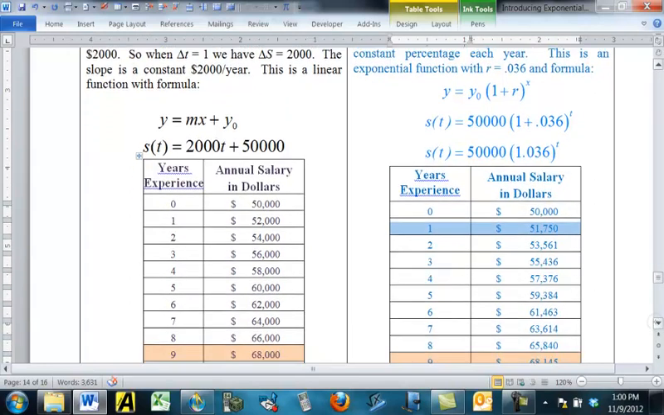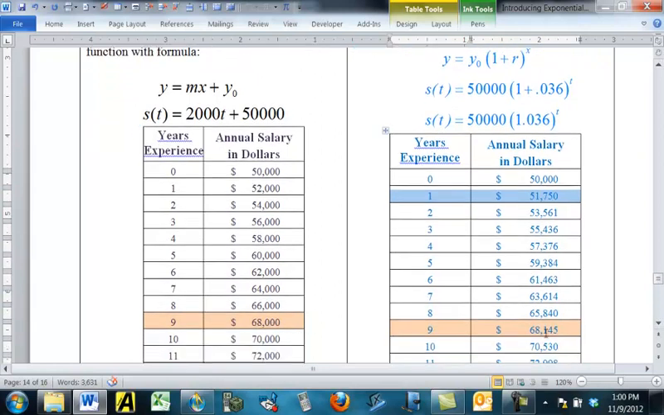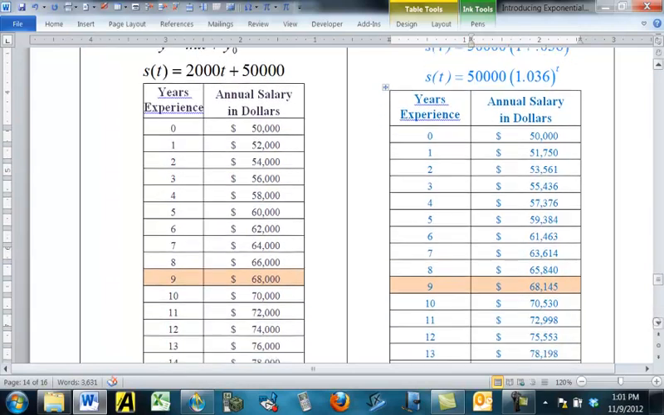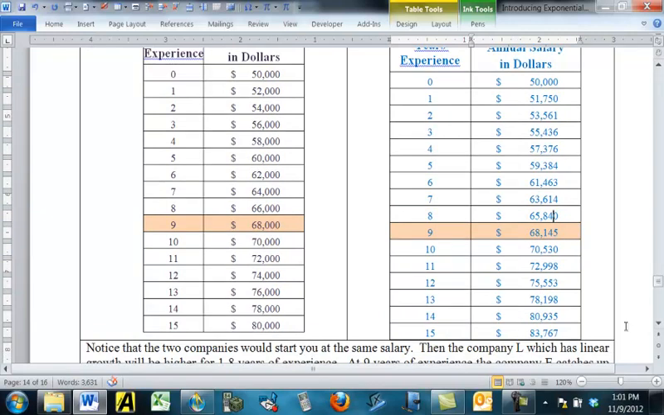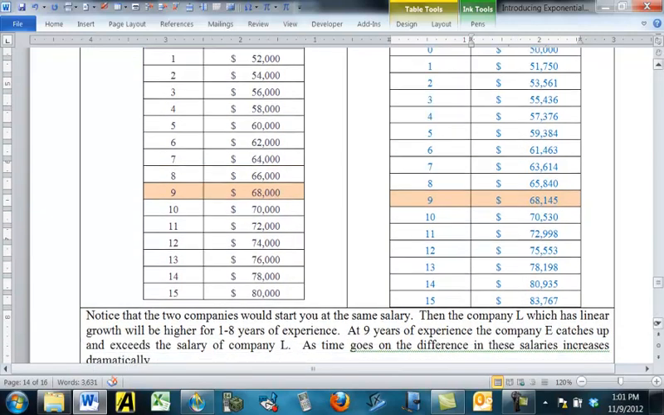Okay, but then look at year 9, it's highlighted. In year 9, finally the Exponential Company over here catches up. And then look what happens after that. It starts to actually run off and leave the other one behind, so it gets considerably better.